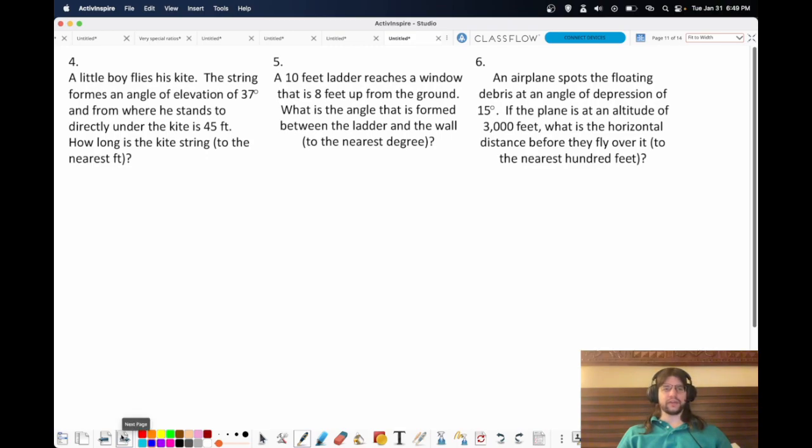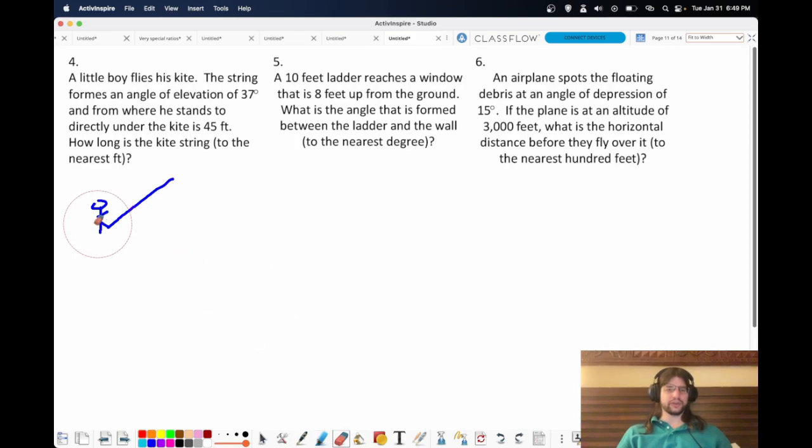All right, a little boy flies a kite. So again, we got ourselves a kite. It's going to go something like this in the air. So here's the boy, and he's stepping on it right here. And here's his hands right here, just holding nothing because he's stepping on the kite, right? He's flying it with his toes. The string forms an angle of elevation of 37 degrees.